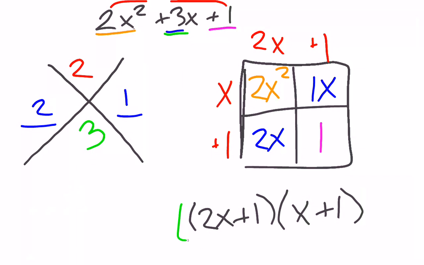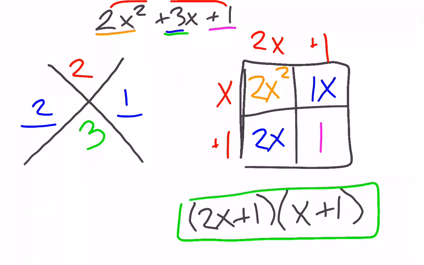There we go. And one more. And then you're done. 2x squared plus 5x minus 12. Once again, try this one on your own for a couple minutes, and then press play to see if you got the right answer.